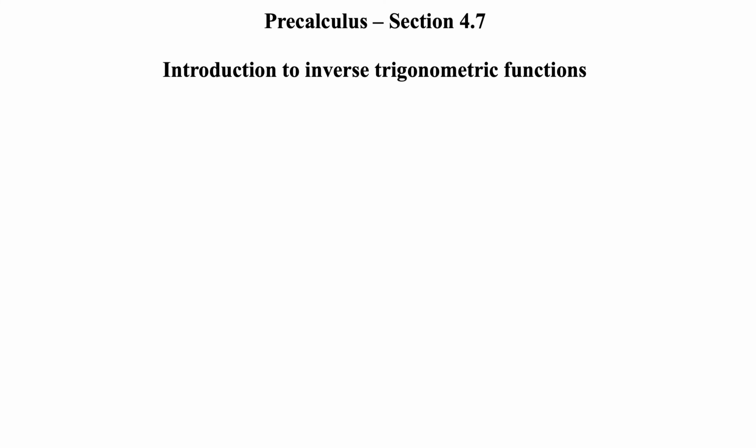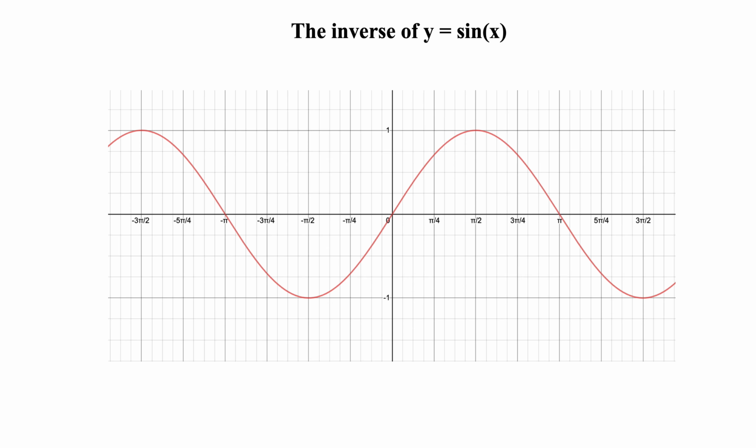So this is an introduction to inverse trigonometric functions. Now these are the inverse of sine, cosine, and tangent. Now, as we know about inverses, we have to have one-to-one functions, meaning they have to be functions after you invert them. That is, reflect them over the line y equals x.